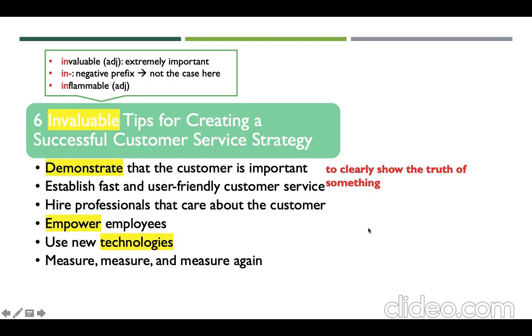4th, empower employees. So em here is a verb prefix. So empower means to give the power to someone to do something. So the 4th tip is about giving the power to employees so that they can make instant or the right decisions. The 5th one, use new technologies.